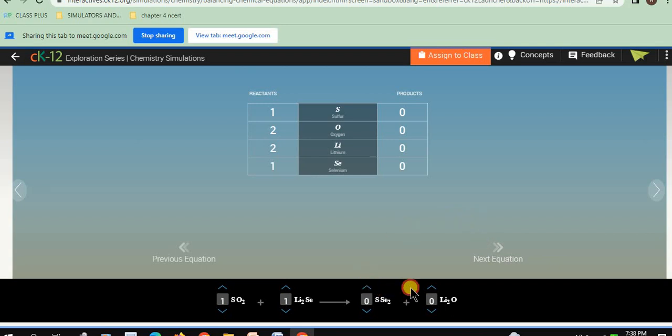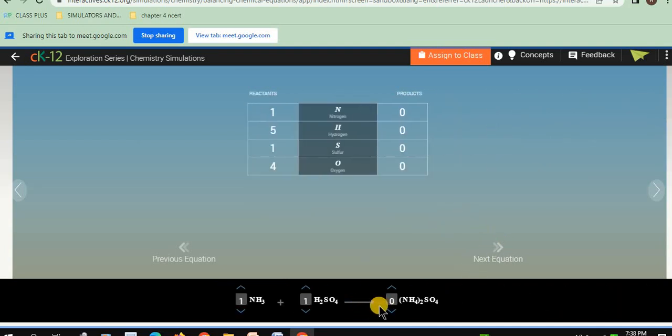How we should make 1, 1, 1 first. How many sulfur on the left hand side? 1. Right hand side also 1. How many lithium on the left hand side? 2. Right hand side? 2. How many selenium on the left hand side? 1. Right hand side? 2. So we have to make 2. How many lithium on the left hand side now? 4. And how to make 4 here? Multiply by two. Yes. Done? So this way we are doing the balancing of equations.